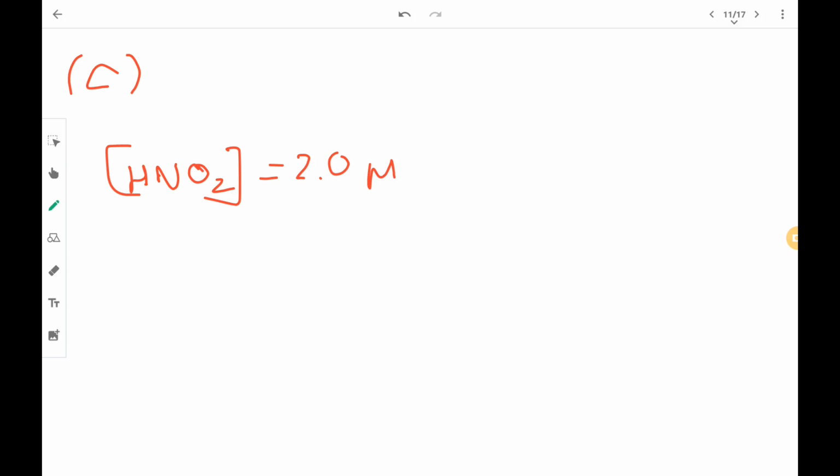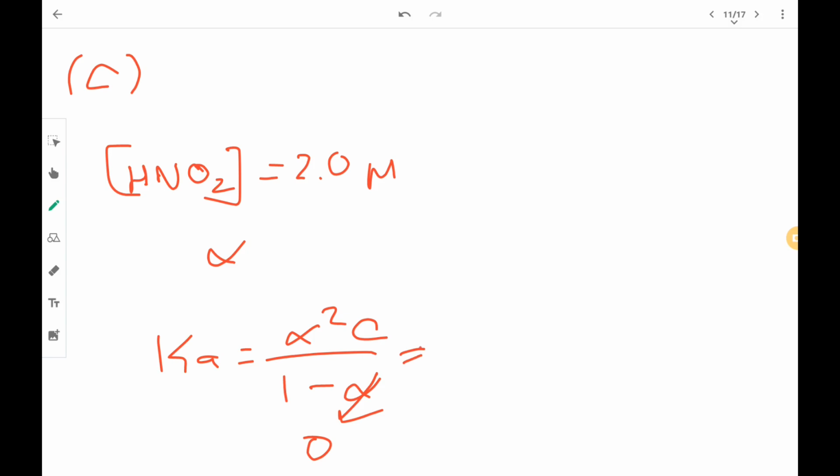And then now for part C, the percent dissociation of HNO2, which is 2.0 molar. They want you to find alpha. So Ka equals alpha squared C over 1 minus alpha. Again, we make an assumption: alpha is very small beside the 1. So you have the Ka given, 5 times 10 to the minus 5.